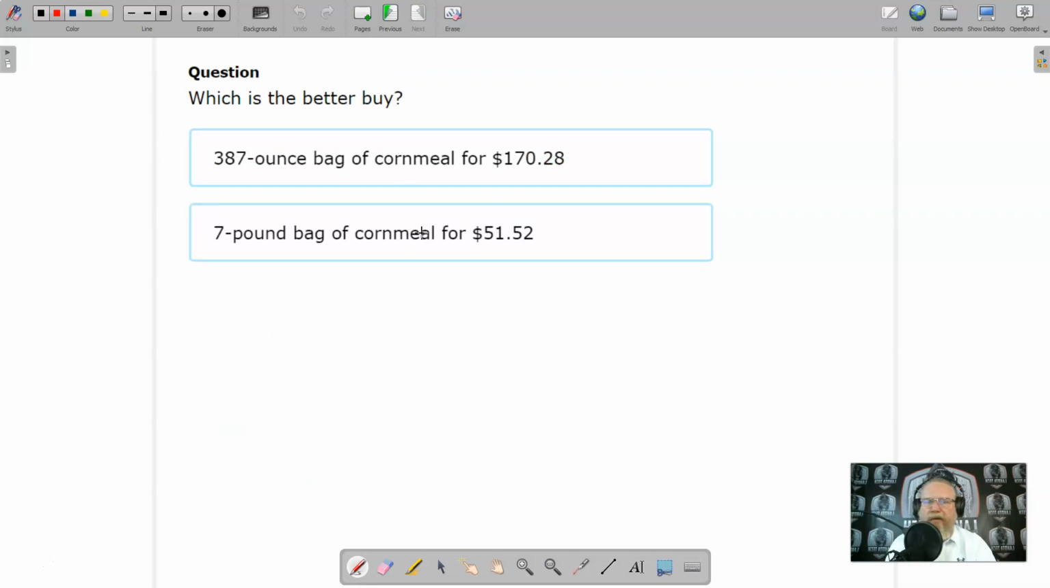All right, final question. Which is the better buy? Ounces to pounds, right? That's what we're comparing, ounces to pounds. Remember how many ounces are in a pound? I told you that a little bit ago. 1 pound, LBS, is equal to how many ounces? If you're saying 16, you would be correct.